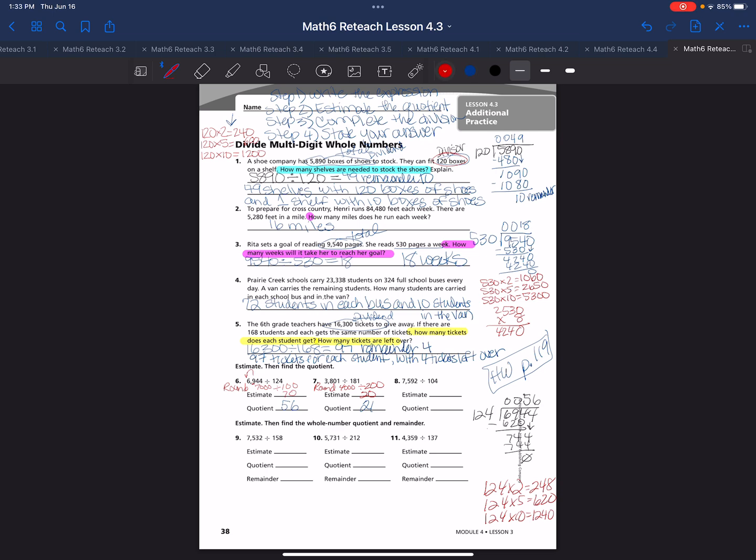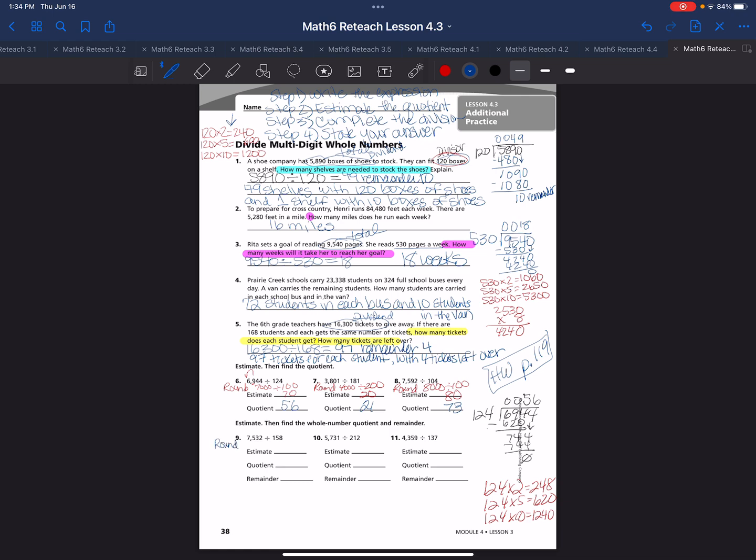And then if we do question 8, and if we round, that would be 8,000 divided by 100, which would be 80. And then if you do the division here, 73 is the quotient. Okay, let's go to the next section. It says estimate, then find the whole number quotient and the remainder. Okay, so we still need to start out with our estimate, so we need to round.